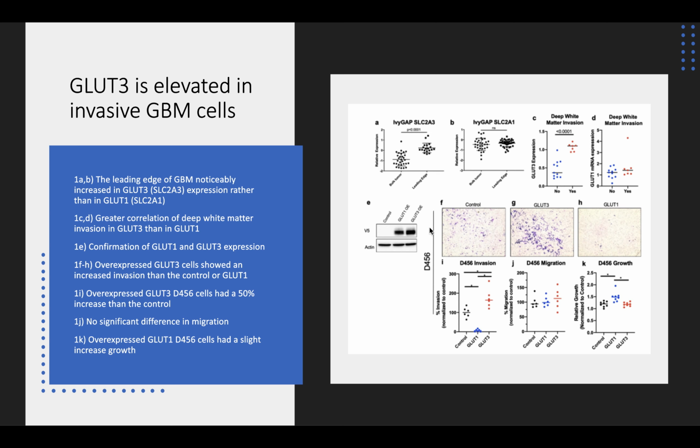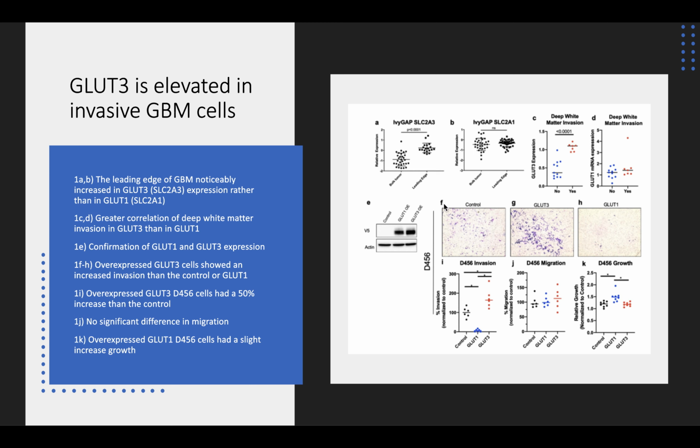On to figure 1E. This shows the control, GLUT1OE, GLUT3OE, and this is as it relates to V5 and actin. And the conclusion was this was a confirmation of GLUT1 and GLUT3 expression.